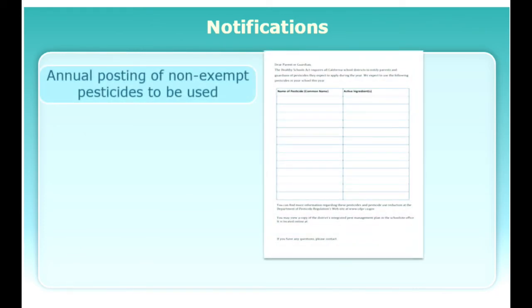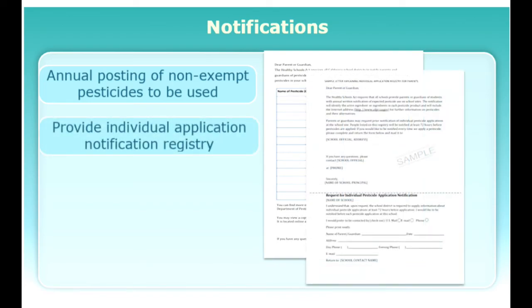School sites must ensure that parents, guardians, and staff are provided with an annual notification of the non-exempt pesticide products that the district or the contractor intend to use. This notification can either be posted on the school site website or distributed as written copies. Parents, guardians, and staff must be given the opportunity to be individually notified before each non-exempt pesticide application.